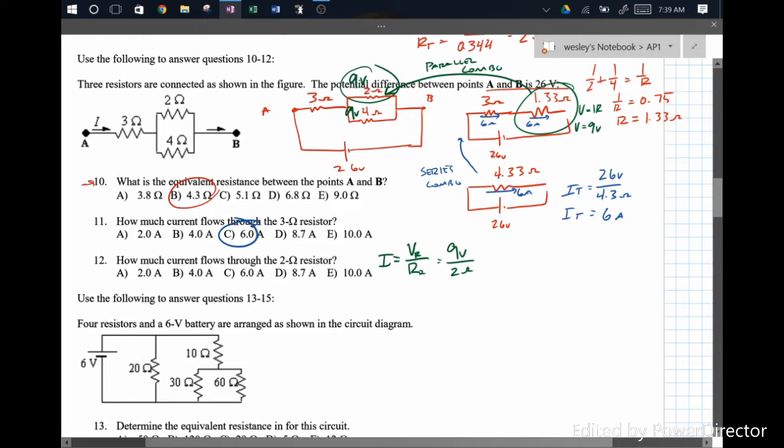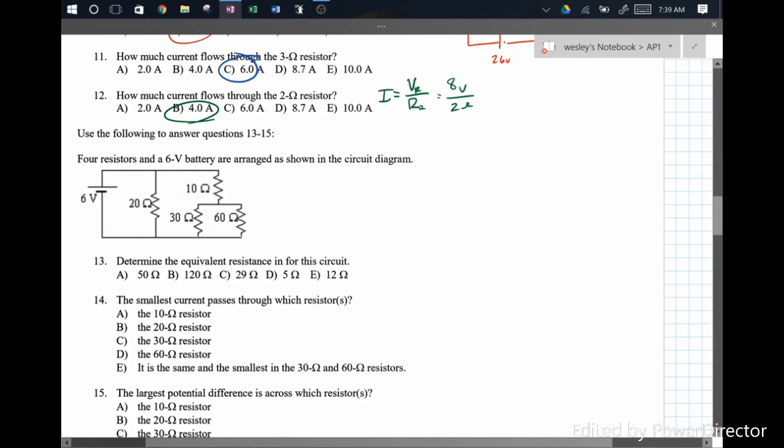did I do something wrong? Sorry, 1.33 times 6 is not 9, it's 8. Math is hard. So that's 8 volts. 8 volts divided by 2 ohms is 4 amps.